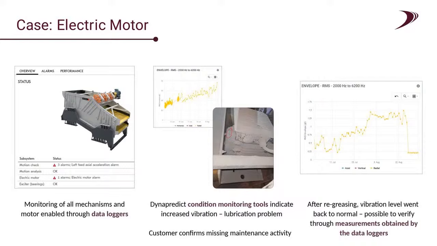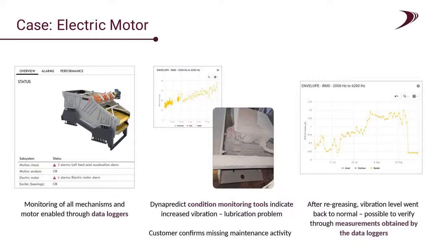So here, what you see on the left-hand side is essentially the status check, and it indicated that there's something wrong with the electric motor. And upon investigation, and this is where the DynaPredict condition monitoring platform was used, we can see an increase in vibration signal, and it was determined that it is related to lubrication problems.